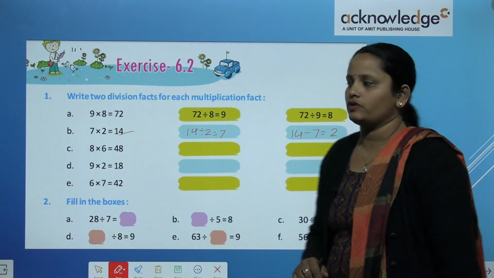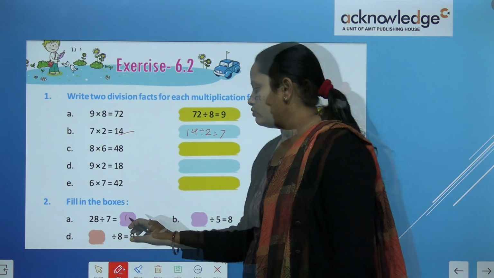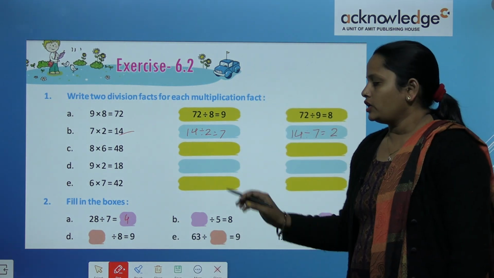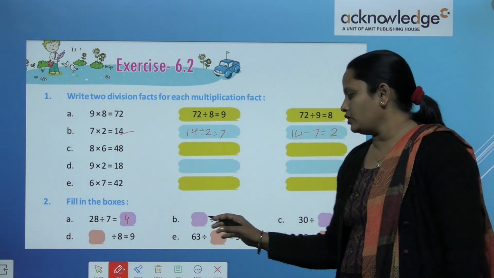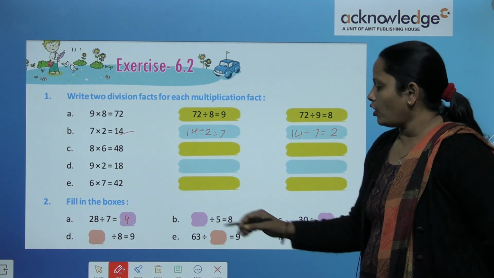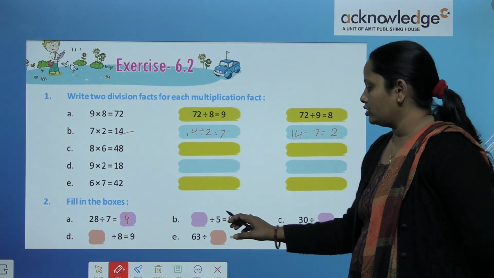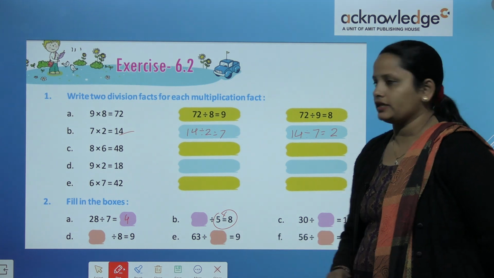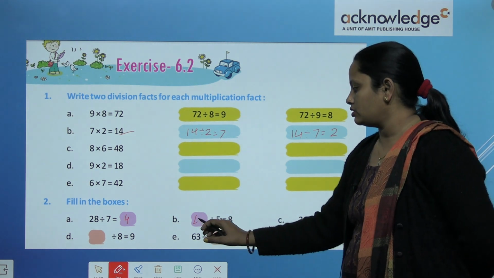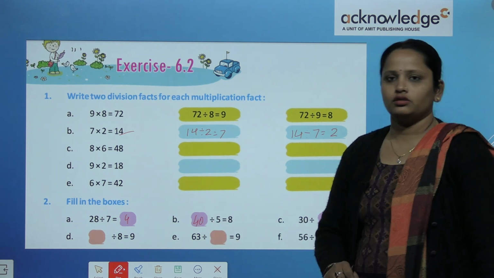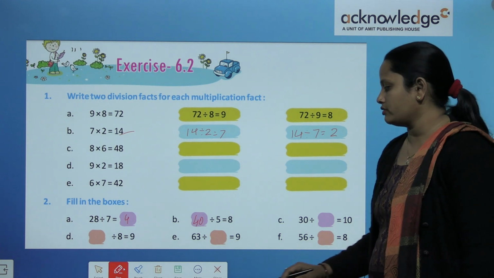Now next is fill in the blanks. 28 divided by 7 is 4. Now similarly you have to find out what number will come here. What will be the dividend? For that what we will do? We will multiply these two. So it will be 40. Clear? So like this you have to do the rest of the questions, children.